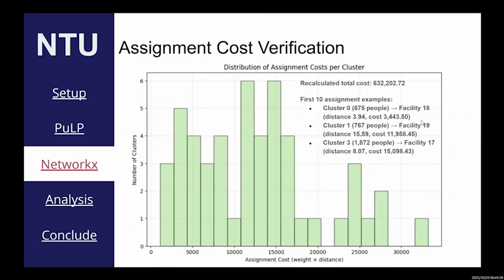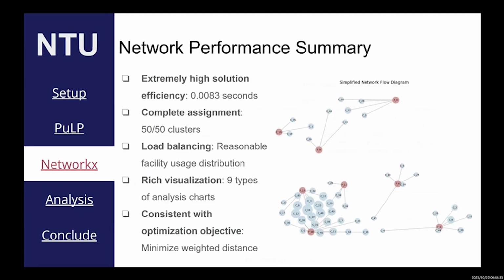To further verify, we recalculated the total weighted cost, which again matches PULP's outcome. For example, cluster 0 is assigned to Facility 18, confirming that the Network C model reproduces the same objective and assignment structure. Overall, the Network C model demonstrates outstanding computational efficiency while achieving identical results to the integer programming model. It independently verifies the PULP solution and highlights the effectiveness of graph-based methods in large-scale optimization.